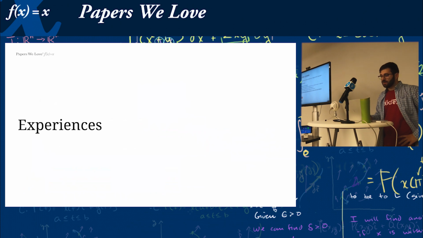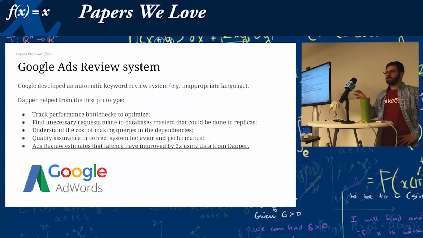There is actually a case study at Google with the Google Ads review system. This system is basically an automatic review system that verifies if a given keyword is inappropriate or something. And from the first prototype, they used Dapper. And this was good for finding those bottlenecks. They actually found something interesting: they were making queries to database masters instead of also making them to the read nodes, the replicas. And Dapper showed that in the traces.